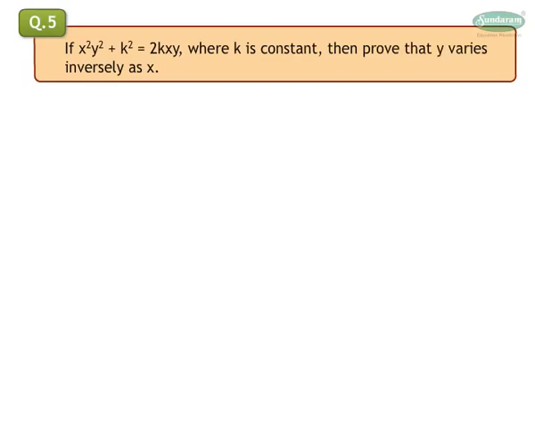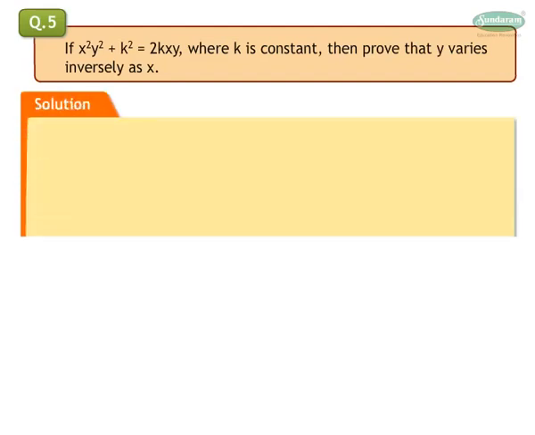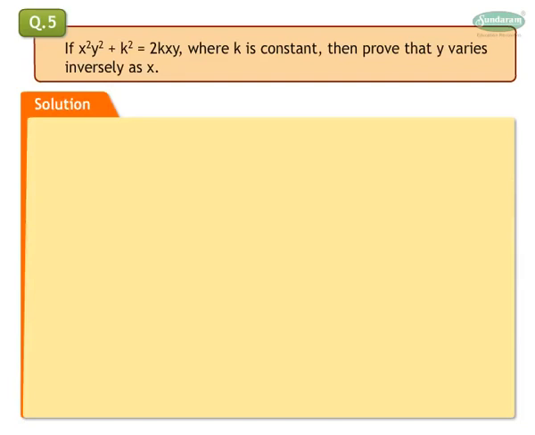Question 5. If x square y square plus k square is equal to 2kxy, where k is constant, then prove that y varies inversely as x. Solution. Now students, to prove y varies inversely as x, remember we have to prove xy is constant. Let us use x square y square plus k square is equal to 2kxy to find the value of xy.